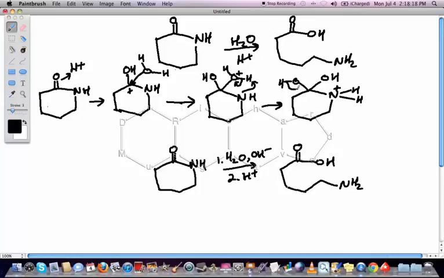Then the C double bond O can reform and release the amine part. Alright, so that'll give us the first one. Now let's look at the basic one.